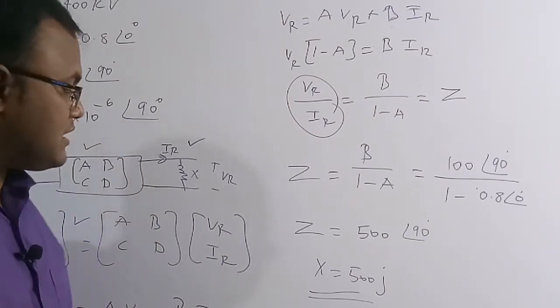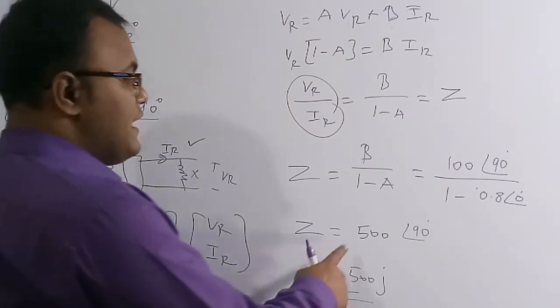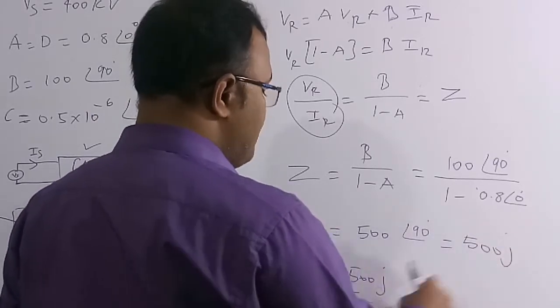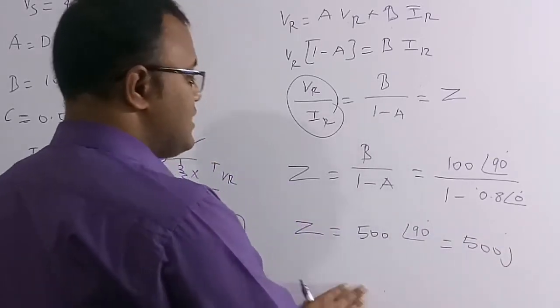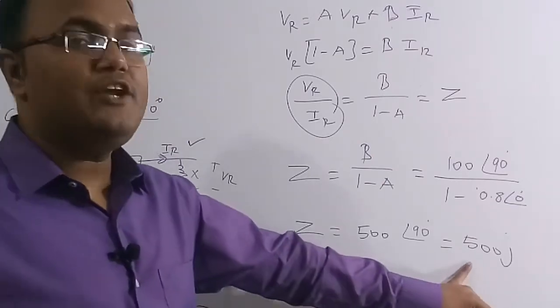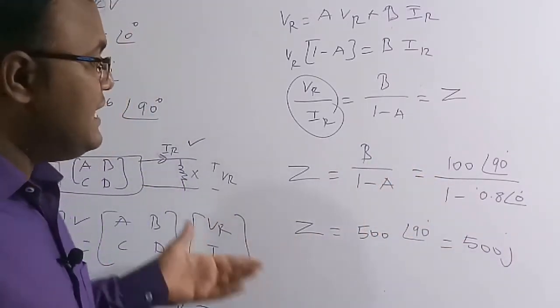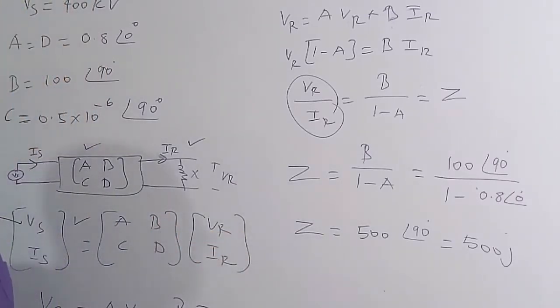If you do this, we get the impedance which we need to connect across the receiving end, which is 500 angle 90 degrees, that is 500 j. It means we need to keep an inductor of magnitude 500 ohms. This much inductor we need to keep. Therefore the receiving end voltage will be equal to the sending end voltage at the no load condition.